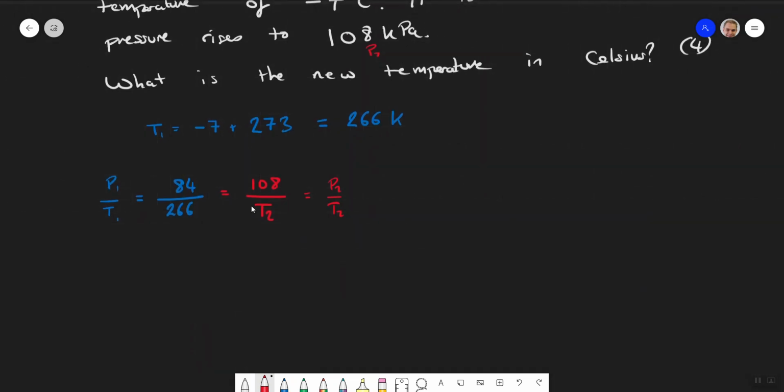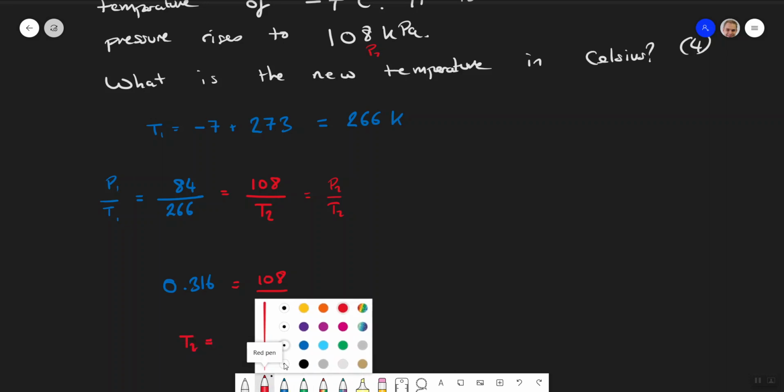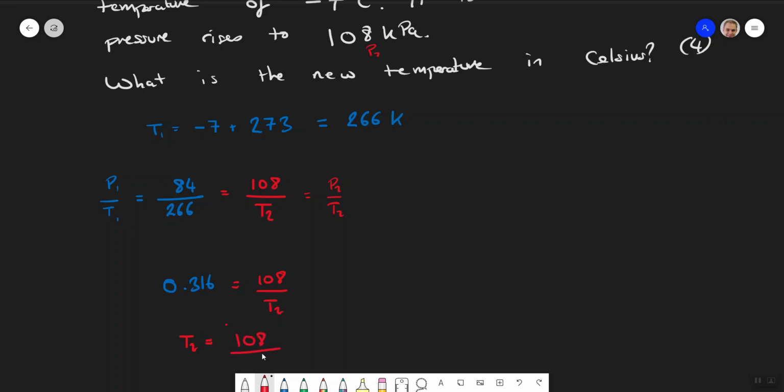We're just trying to find this one. You can either work this bit out and say, well, what is 84 over 266? That's 6 over 19, or 0.316. So this ratio comes out as 0.316, which is equal to 108 over this second temperature. To sort this out, we've got to multiply up by that and divide through. So T2 is equal to 108 over 0.316, and we get 342 Kelvin.